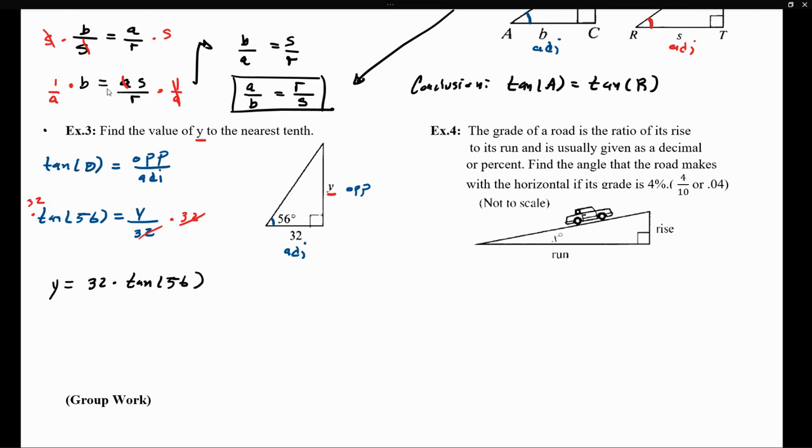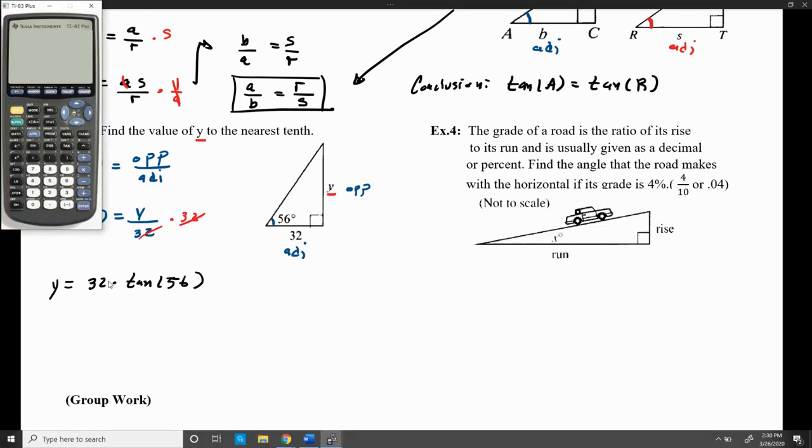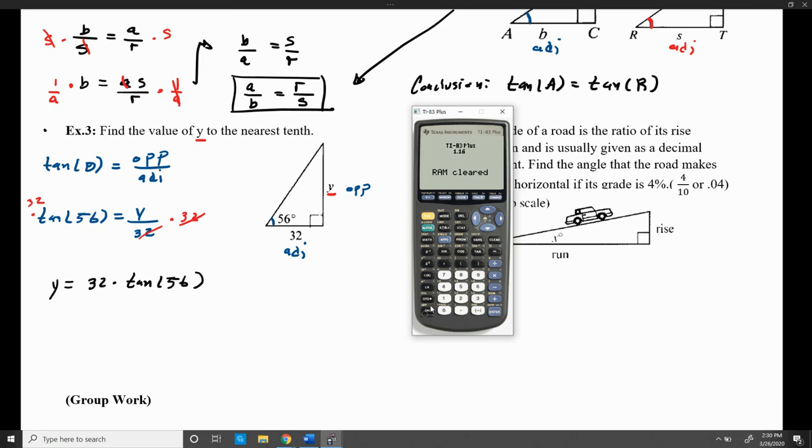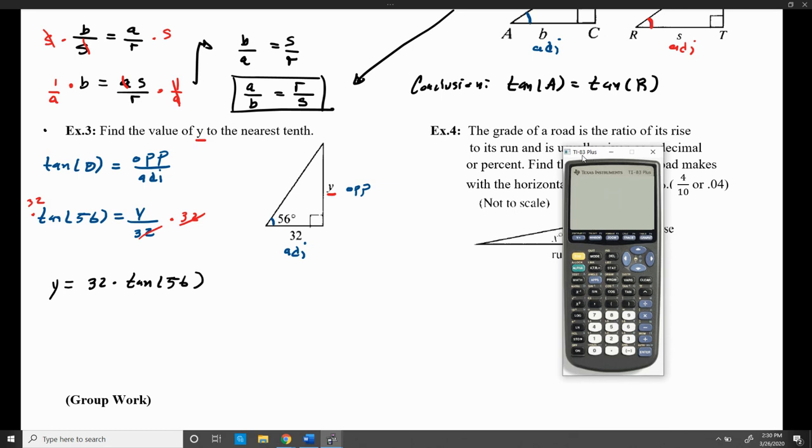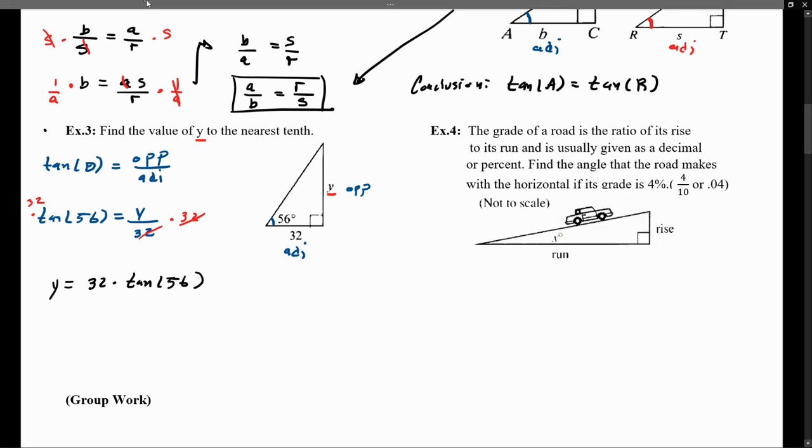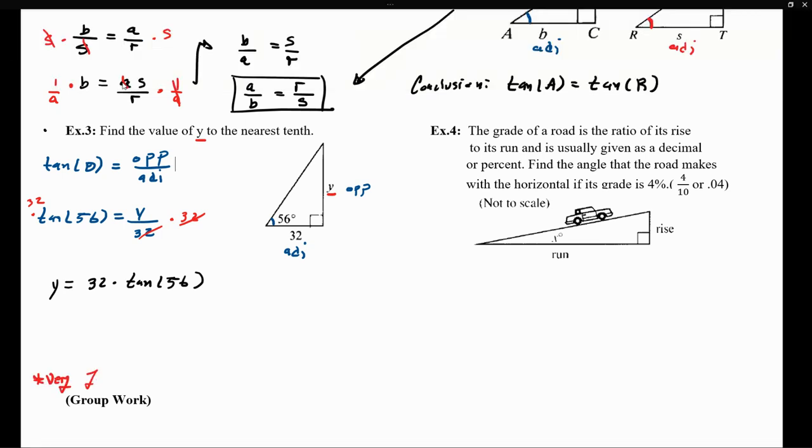But what exactly is this? Well, this is something that we can use our graphing calculator for. Because here we're taking the tangent of an angle of 56, and then we're going to multiply that by 32. So let's use our graphing calculator here. And here's something that you have to be careful with when we're working with tangent functions. Be sure, and this is very important, so let me just put it here on the side, this is very important. Be sure that the calculator is in degree mode.